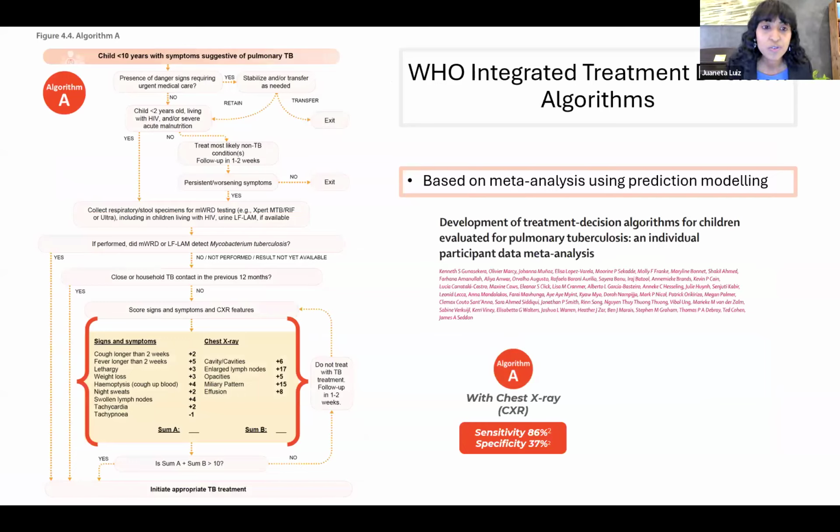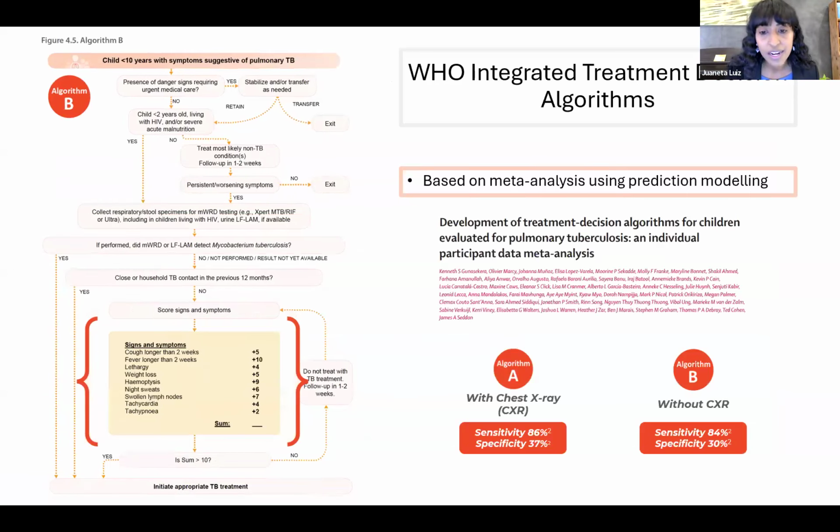As has been mentioned already, these algorithms are based on the WHO integrated treatment decision algorithms that were published in 2022 in the operational handbook. It was based on a meta-analysis that used logistic regression modeling to create this little box that you see on the bottom left over here. It's a symptom and sign plus or minus chest X-ray scoring system, and they aimed for a sensitivity of about 85%, which they achieved, but they accepted a specificity of 30 to 37%. And this box, which is algorithm B, just including the signs and symptoms, is the one we've included.